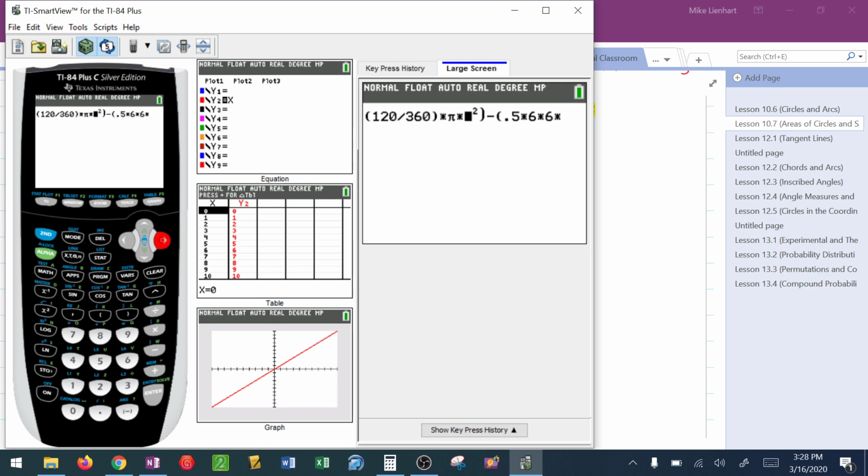Sorry, I got to move this cursor all the way back over to the right spot. You should have checked the mode before. All right, so here we go.